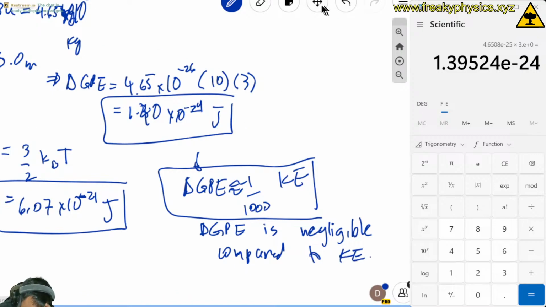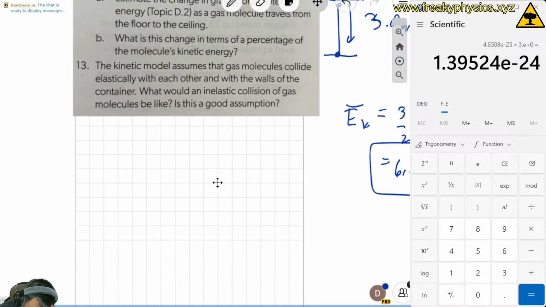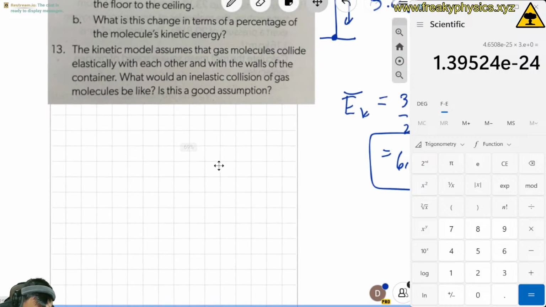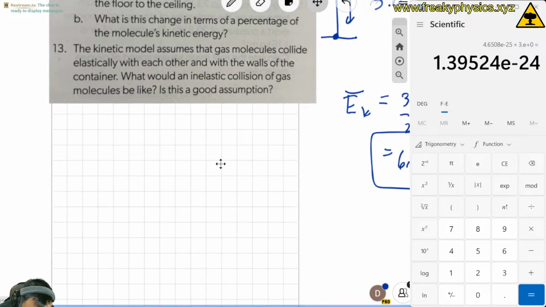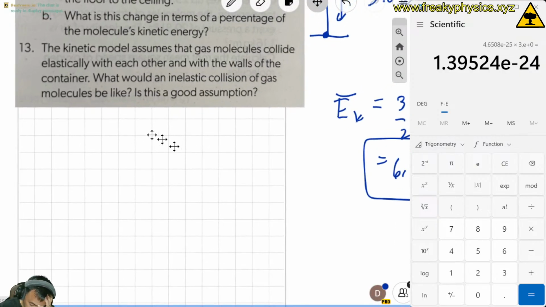The second question there was, yeah, we answered A and B. Let's go to number 13. The kinetic model assumes that the collisions are elastic. Again, this is an assumption, and we need to go through why that's an assumption. Think about it this way: if the collisions were inelastic, the molecules would slow down, and if the molecules slow down, they lose energy.